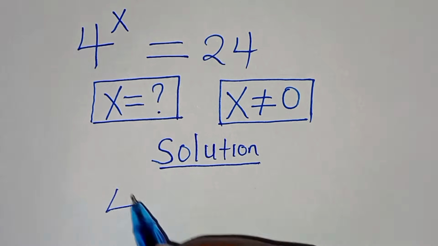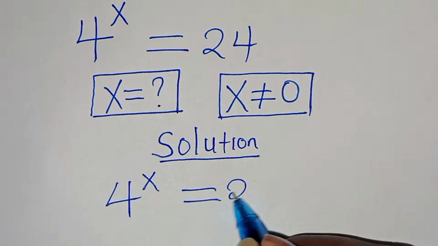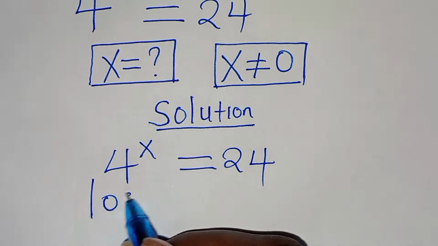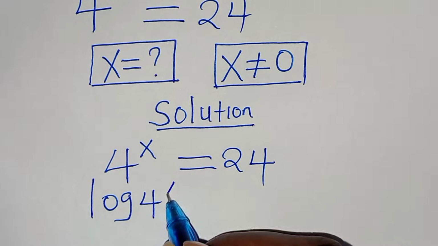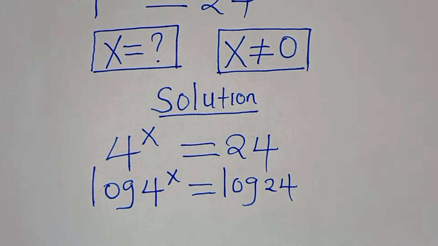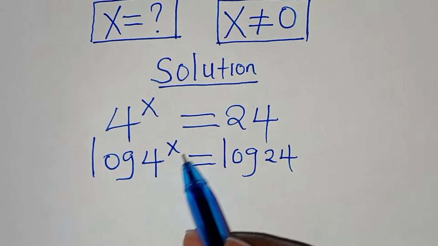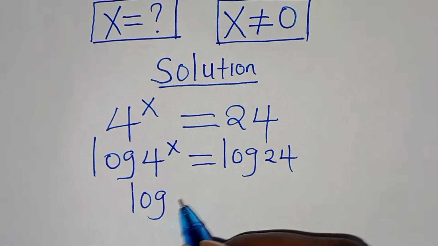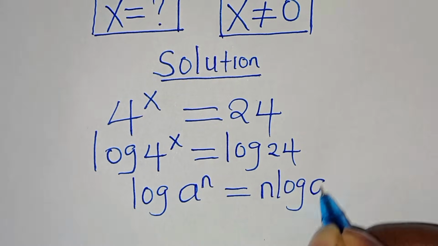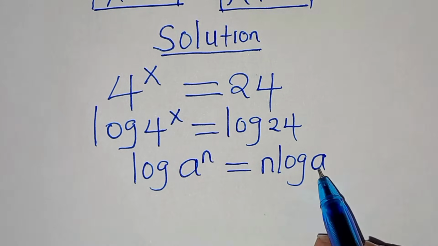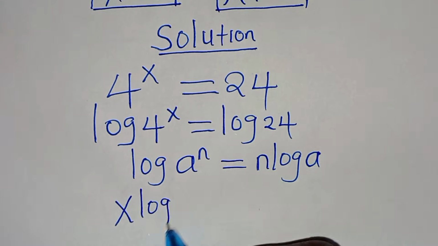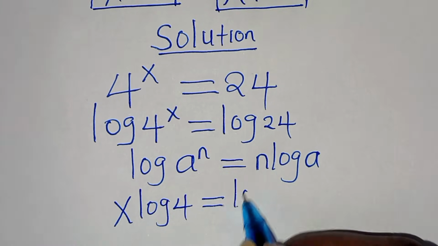Now, we have 4 to the power of x equal to 24. To solve for x here, we introduce logarithm on both sides so that we have log 4 to the power of x equal to log 24. And we find that log 4 to the power of x is in the form of log a to the power of n, which we can express as n log a. Applying this power rule property of logarithm, log 4 to the power of x becomes x log 4, which is equal to log 24.